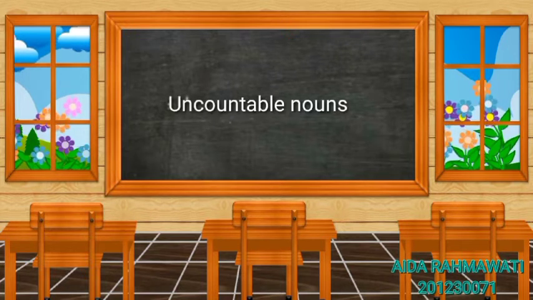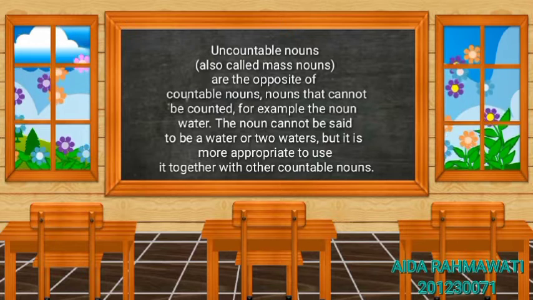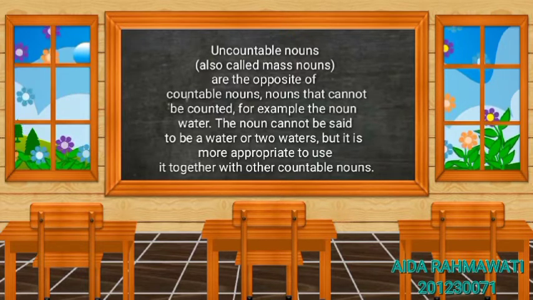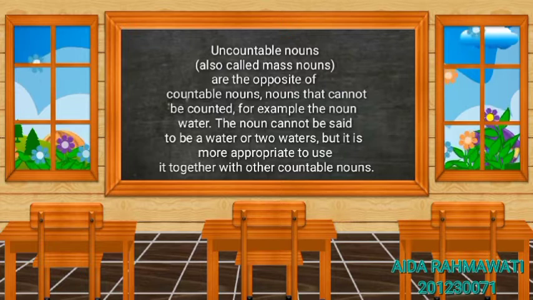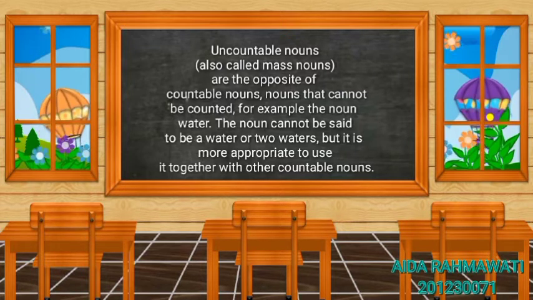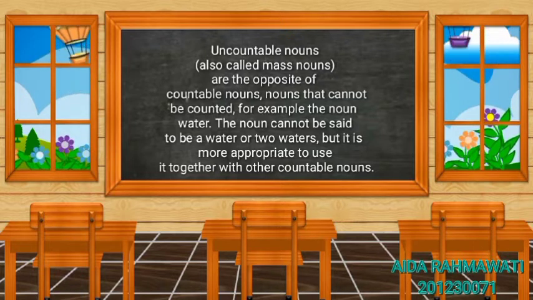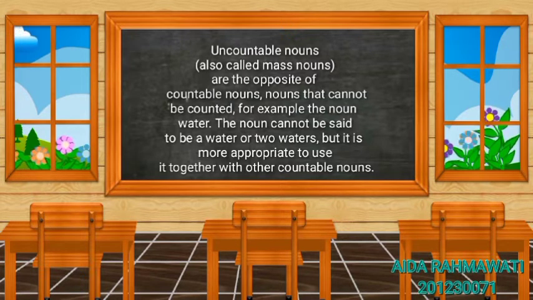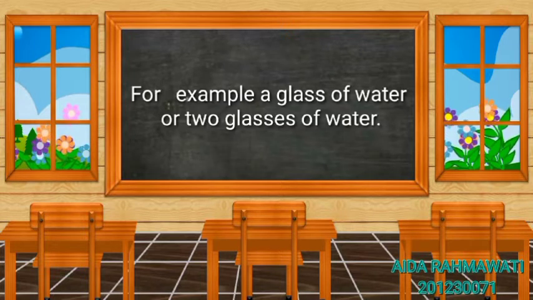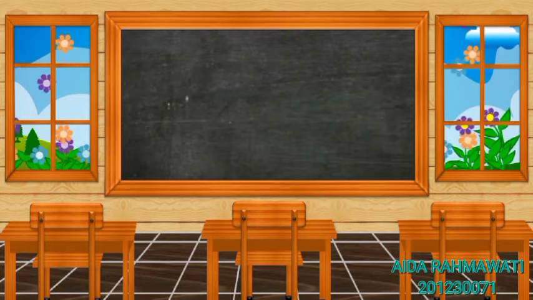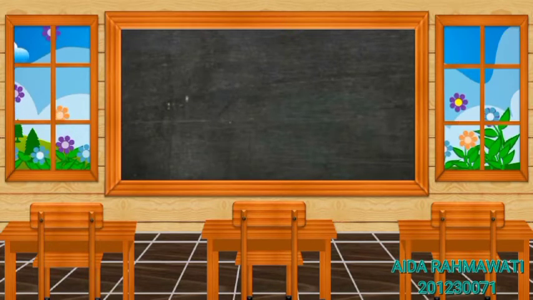Next, uncountable nouns. Uncountable nouns, also called mass nouns, are nouns that cannot be counted. For example, the noun water. The noun cannot be said as a water or two waters, but it is more appropriate to use it together with other countable nouns. For example, a glass of water or 2 glasses of water. Kata benda yang tidak dapat dihitung juga disebut mass noun, adalah kebalikan dari countable noun.